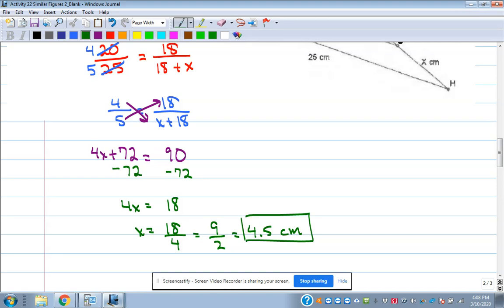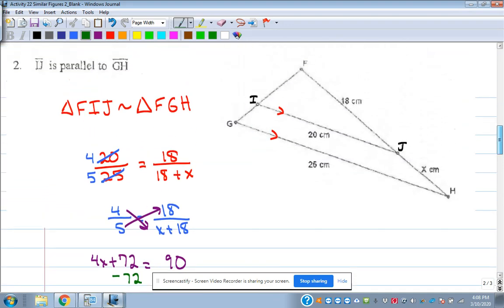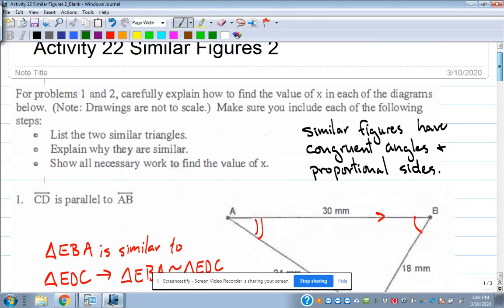Questions about the triangle stuff, number 1 and number 2 there. Do we have to explain why they're similar? The similarity statement does that for me. I'm okay with that. You know the rules for being similar that we wrote up here, that similar figures have congruent angles and proportional sides. If you know that and you make that similarity statement, I'm good. That explains it to me for that.